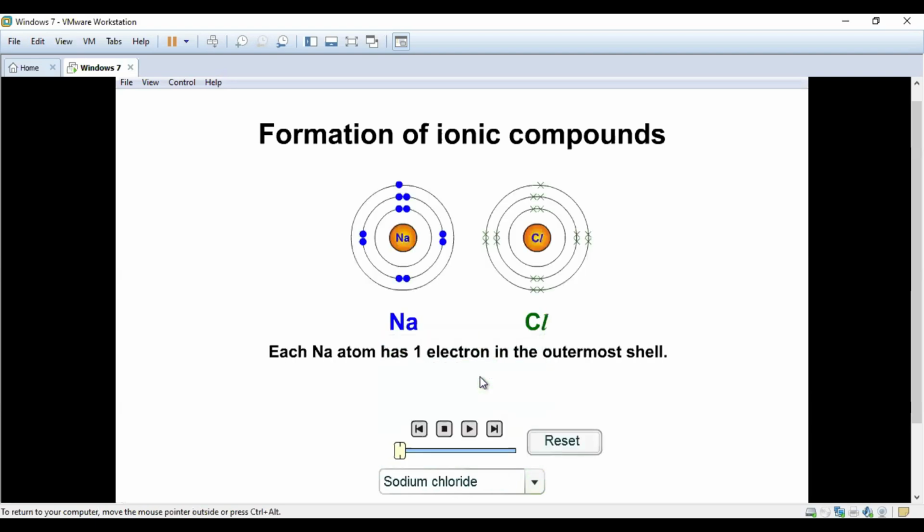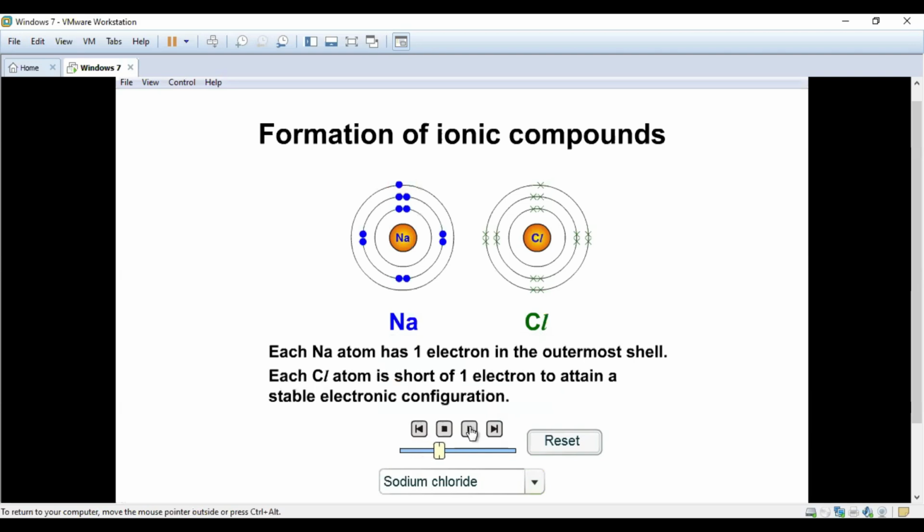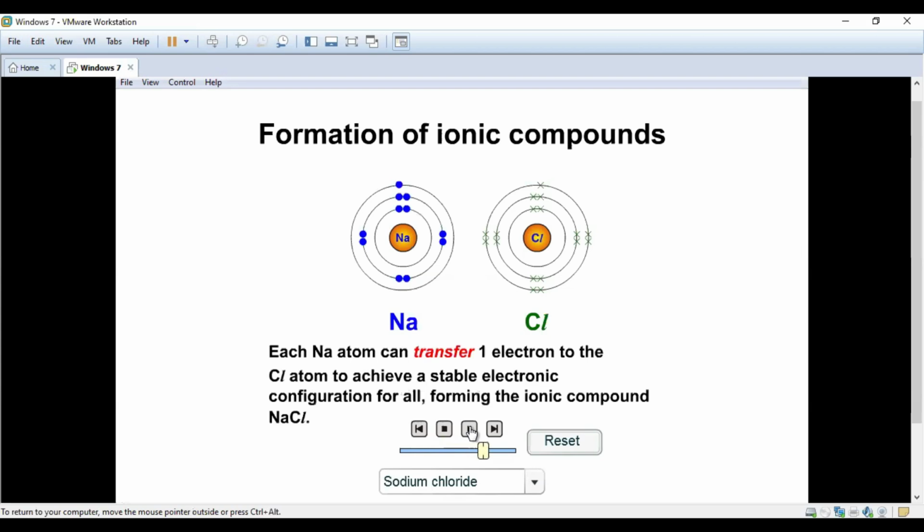Sodium belongs to group 1, so it has one valence electron, while chlorine belongs to group 7, so it has 7 valence electrons. So sodium is supposed to give away one of its electrons to get a stable configuration, while chlorine is supposed to accept that one electron to gain that stability. Because of this, the charges will appear. On sodium, there will be a plus one charge, while there will be a minus one charge on chloride.